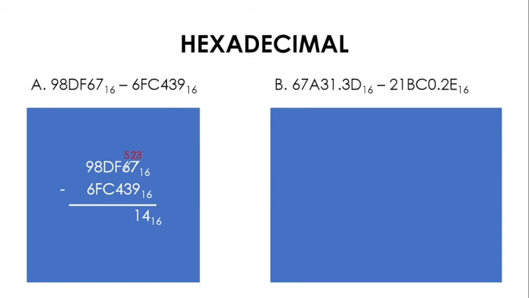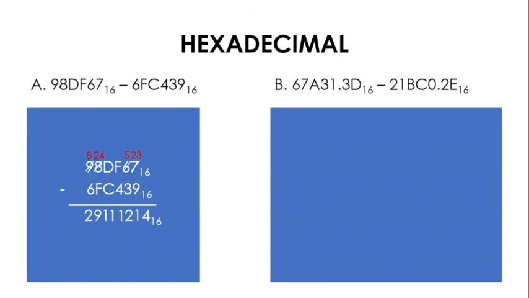Now 6. Now 5 minus 3, that is 2. F minus 4 is 11. D minus C is 1. We cannot subtract 8 to F, so we'll borrow 16 from the next digit. Now we have 24. 24 minus F is 9. And lastly, 8 minus 6 is 2.